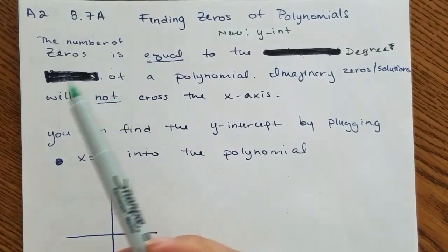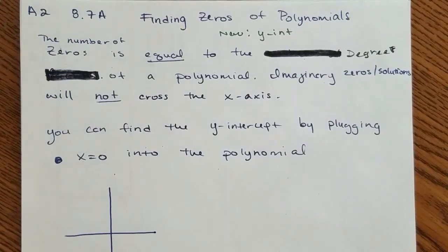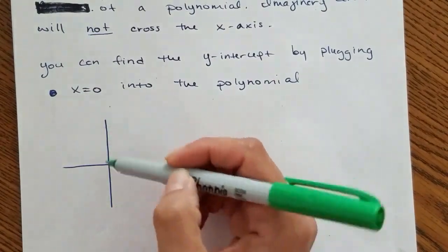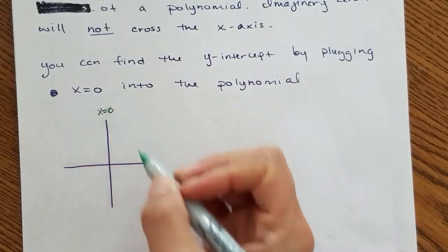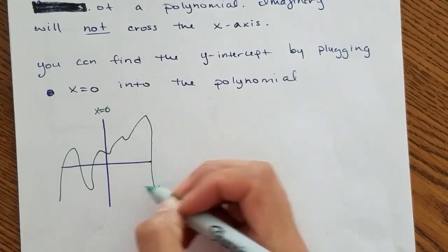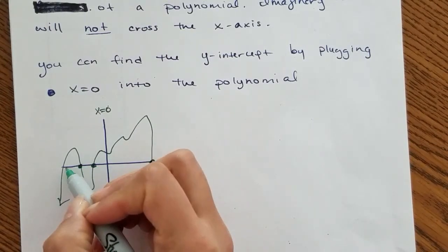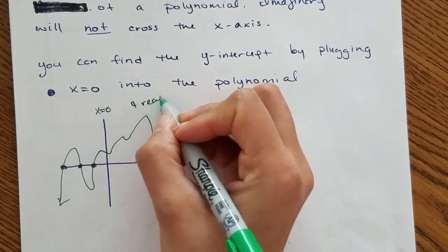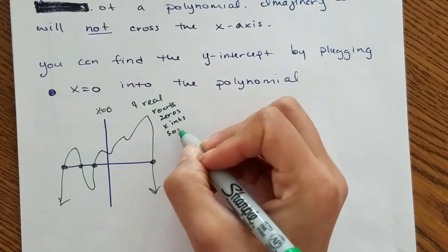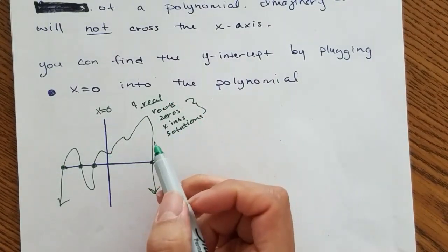Okay, so we know that the number of zeros is equal to the degree of the polynomial, and that imaginary zeros or solutions are not going to cross the x-axis. When we're looking for the y-intercept, we know that the y-intercept happens here on the y-axis. Now on the y-axis, x is equal to 0. So if we have some polynomial, we know that here it's going to have 4 real zeros. So it's going to have 4 real roots, or zeros, or x-intercepts, or solutions. Those are all the same thing. And it's going to have a few imaginary solutions.